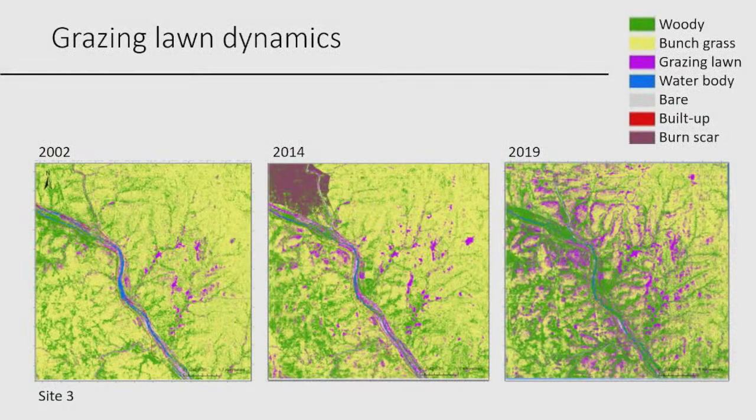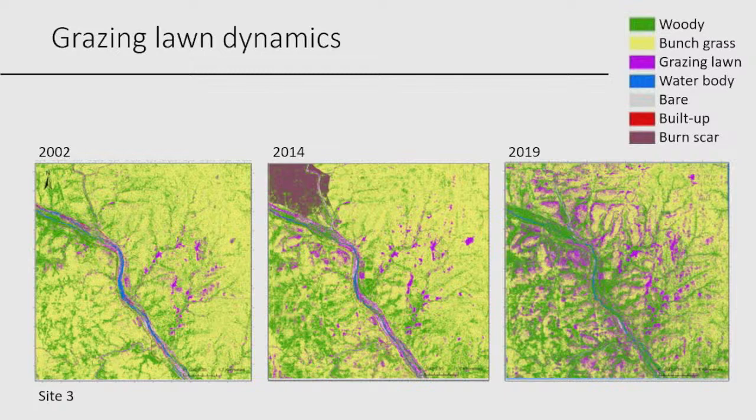And these are the results. These are the grazing lawn dynamics. This is just one site, site 3. There's a big artifact you can see in the middle image, the result of a burn scar. Burn scars are there all the time in places like Kruger, and are always creating difficulties when you're doing aerial comparisons over time.